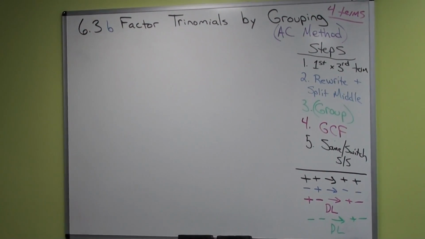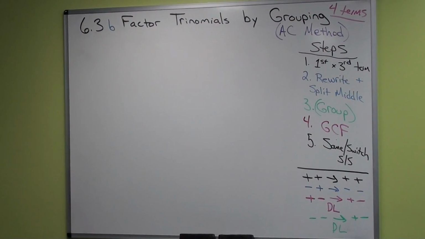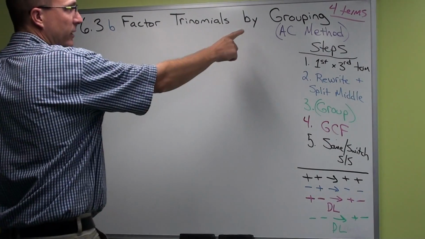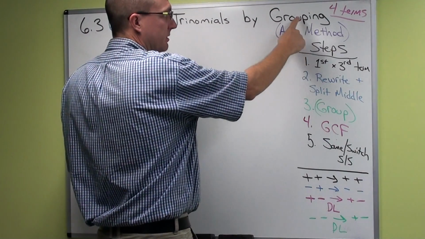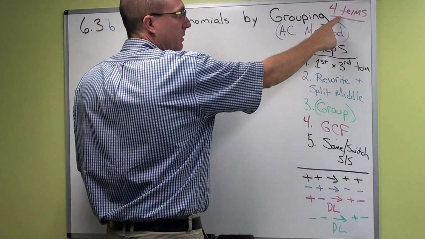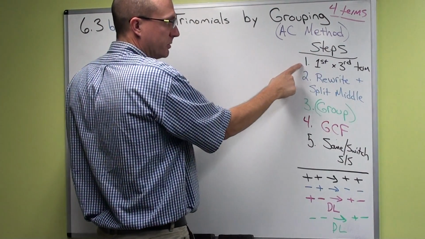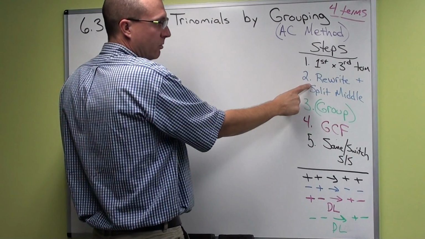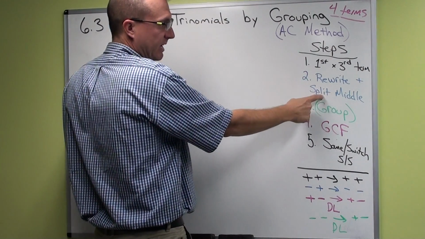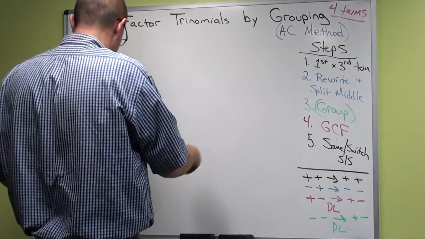Alright, we're going to finish 6.3. It's called factor trinomials by grouping. That's our AC method. Same thing. Remember, grouping involves 4 terms, and that takes us to our first 2 steps. When you rewrite and split the middle, that's what gives you your 4th term.